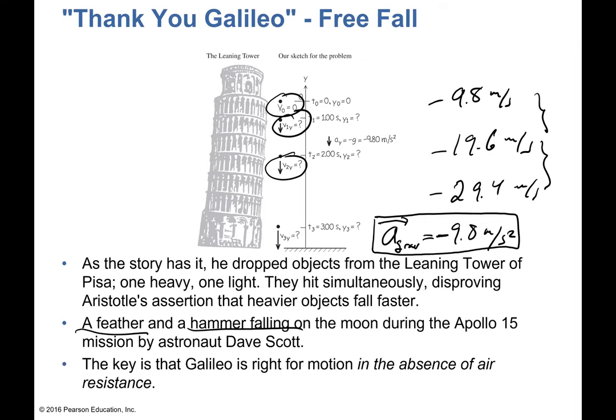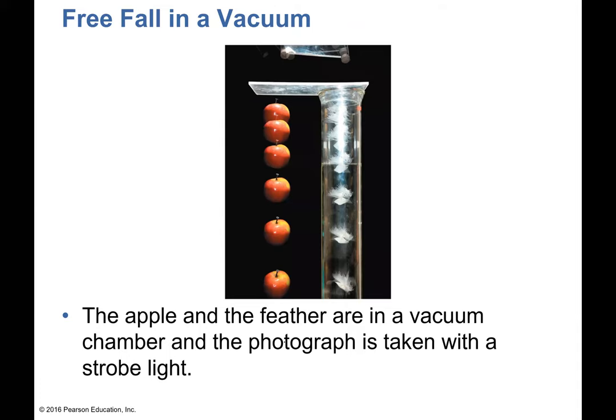Galileo was correct, but you have to understand that this is going to be true only if there is no air resistance. And that's one thing we're going to be doing. We're going to be assuming that every time we're dealing with free fall problems, we have this scenario where you drop an apple and a feather, and they're going to hit the ground at exactly the same time. And both of them are going to have an acceleration of negative 9.8 meters per second squared. And that's the only thing. So all the air resistance will be negligible or non-existent.